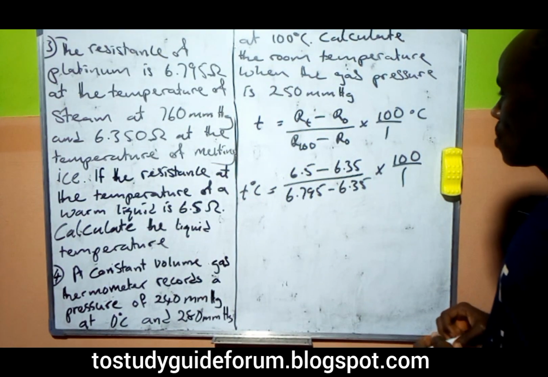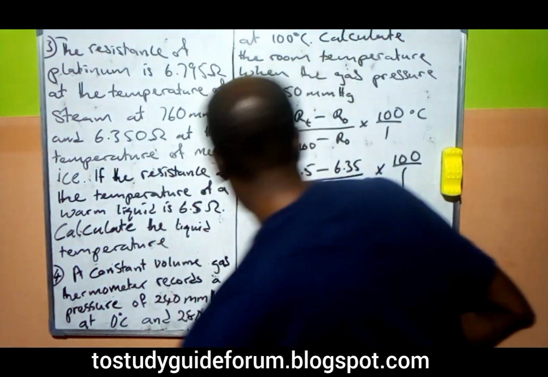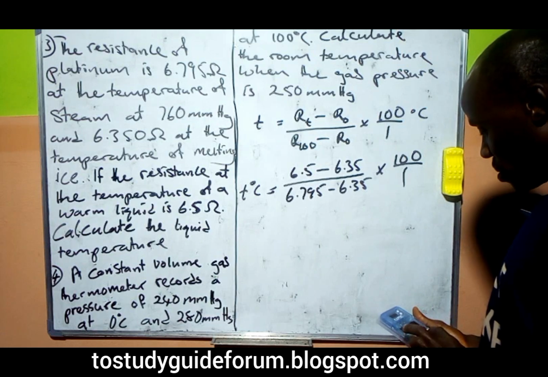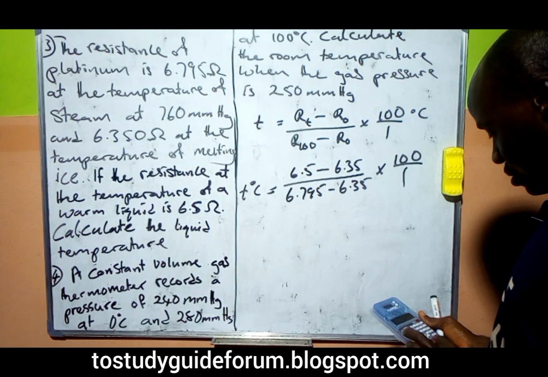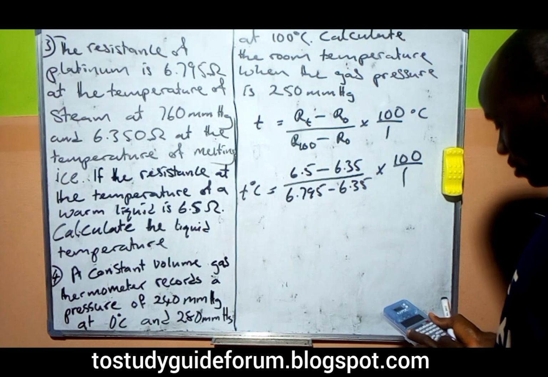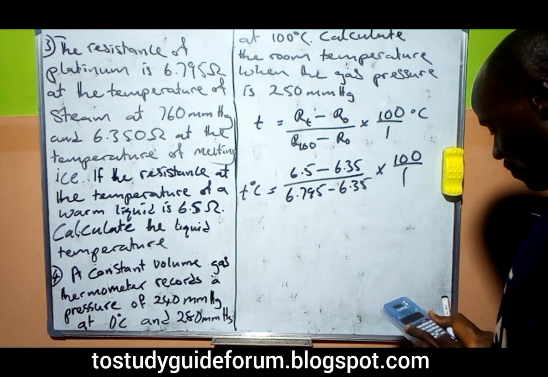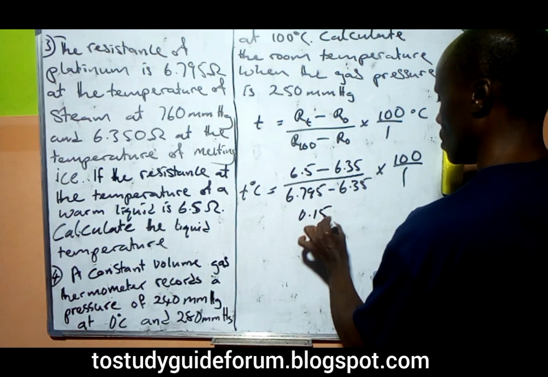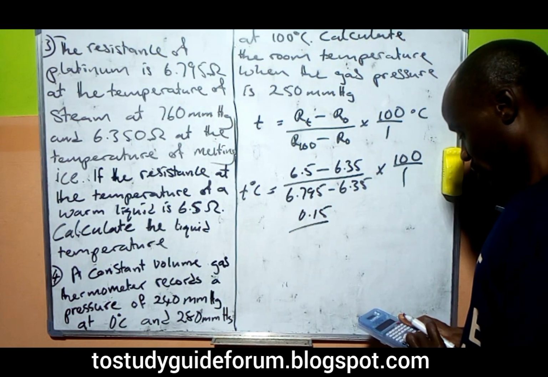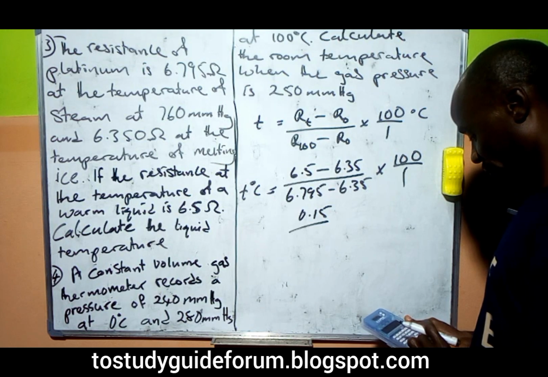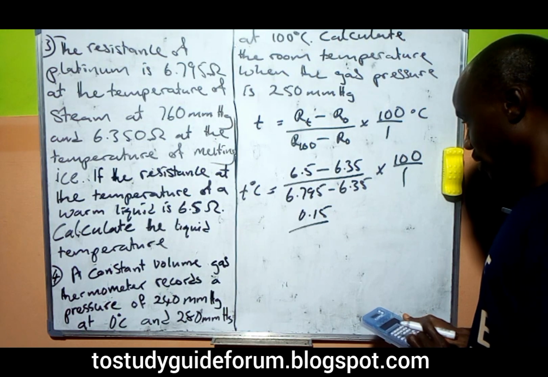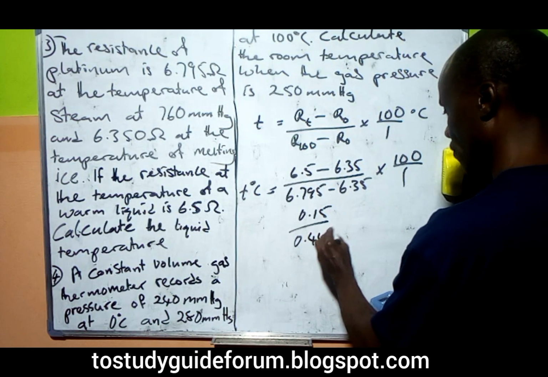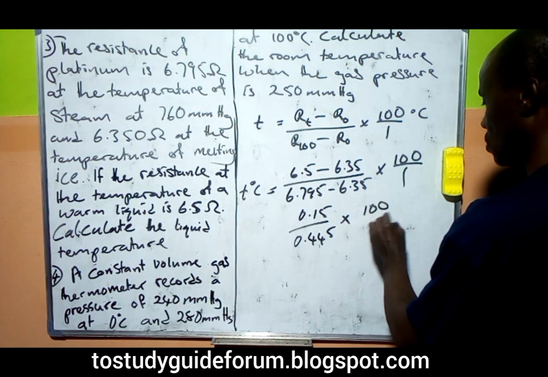So the next thing we are doing, okay, we'll look at the other ones. Let me try to do this so that we won't have much problem. I'm cracking my brain on it. 6.5 minus 6.35, we have 0.15, all over 6.795 minus 6.35. We have 0.445 times 100 over 1.